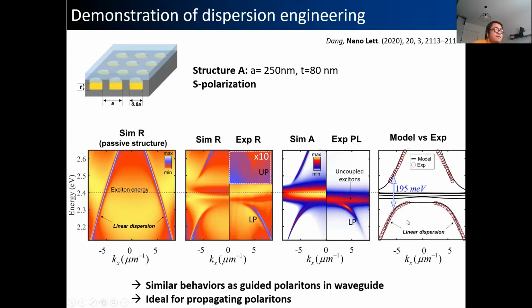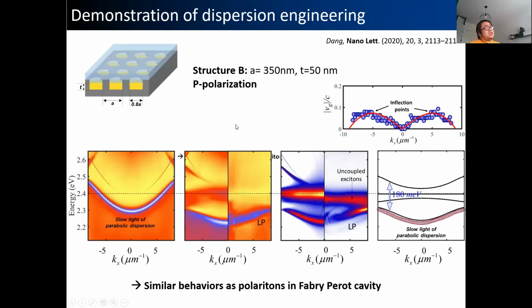So here we have linear dispersion, very similar to the guided modes in waveguides that Thierry presented in the previous talk. So it's ideal for propagating polaritons. Now with structure B working in TM or P polarization, the passive mode is a parabolic dispersion, very similar to the Fabry-Perot cavity.